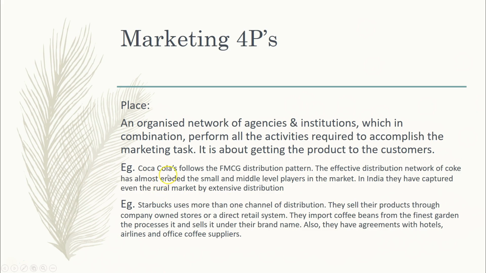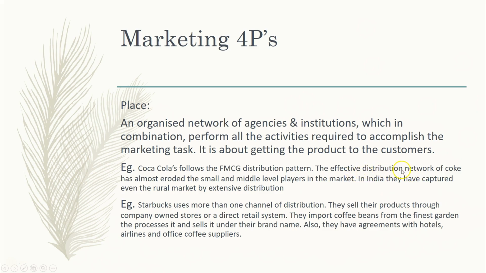Okay? So this means that we are talking about the distribution channels, which includes wholesalers, retailers, supermarkets, direct selling, whatever it is. So I'm giving here the two examples. Coca-Cola follows the FMCG distribution pattern. FMCG is fast-moving consumer goods. So they are very, very effective because they see themselves as consumer goods that are fast-moving. Coca-Cola's sales is very quick, so they have to be very effective in how they distribute.